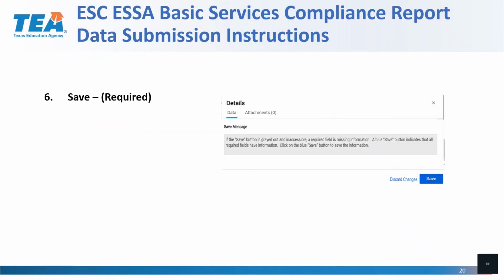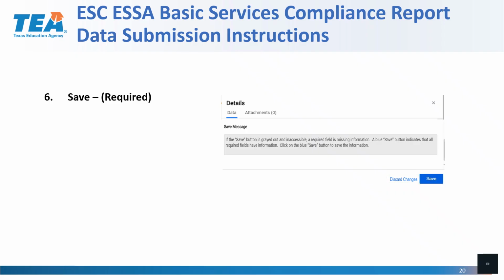The final step for submitting your data to TEA is saving the data. If you need to change or delete information within the fields, you may do so by clicking Discard Changes and clearing all the fields for which data has been typed, and you can begin re-entering information.